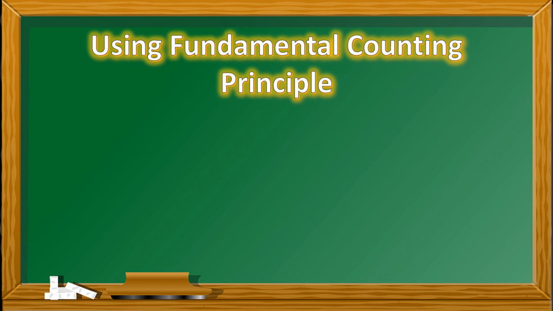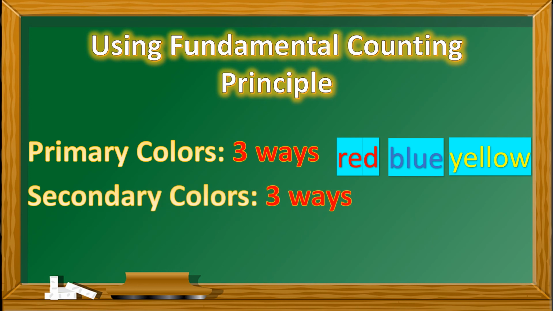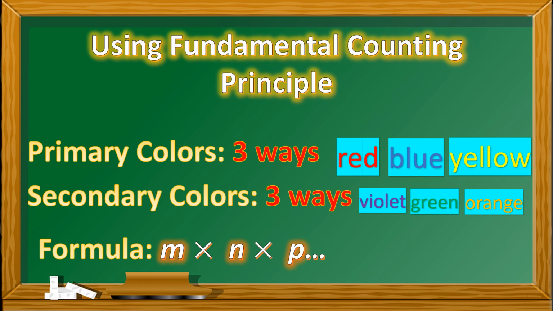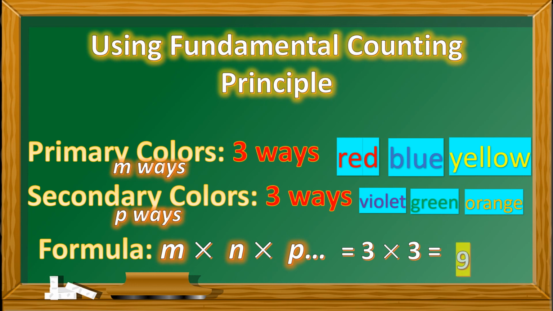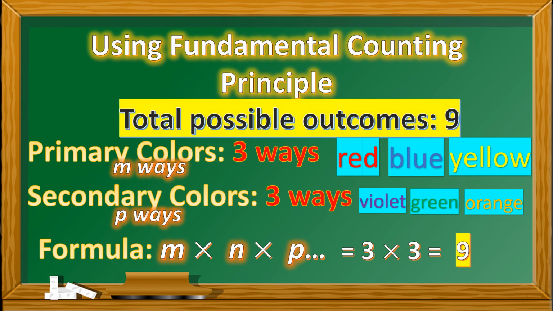Next. So next one, we have using fundamental counting principle. So primary colors, we have 3 ways. Again, that's red, blue, and then yellow. For secondary colors, again, we have 3 ways. Violet, green, and orange. So assigning again this using the formula m times n, so m ways and then n ways, we have 3 times 3. So therefore, that's equal to 9. So possible ways will be equal to 9. So the answer for the problem will be there are 9 possible two-tone color of posters.